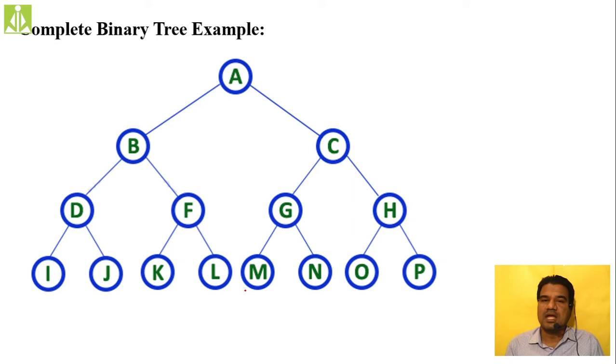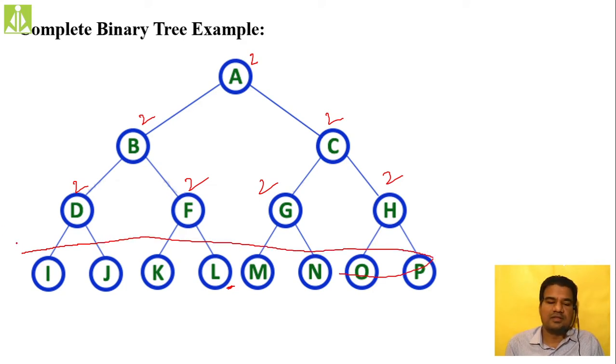Over here you can see my root node is having 2 children. B is also having 2, C is also having 2, and all my internal nodes are having 2. Only the leaf nodes at level 3 are having 0 children. This is my level 3, and all leaf nodes span the same level. It should not be that one leaf node comes at level 2 and one leaf node at level 3. All leaf nodes must span the same level.